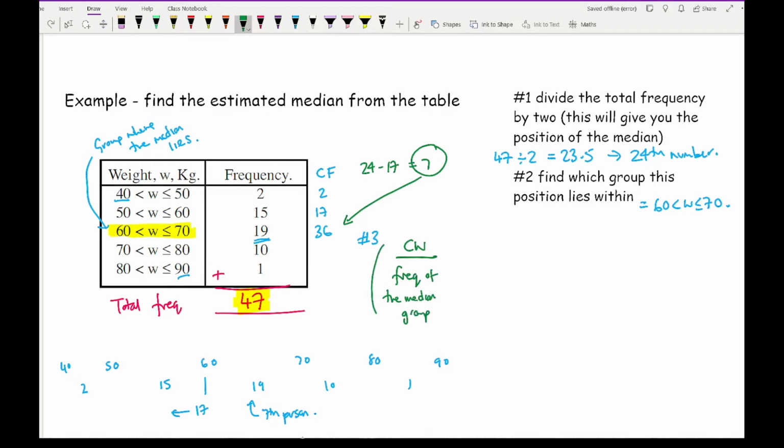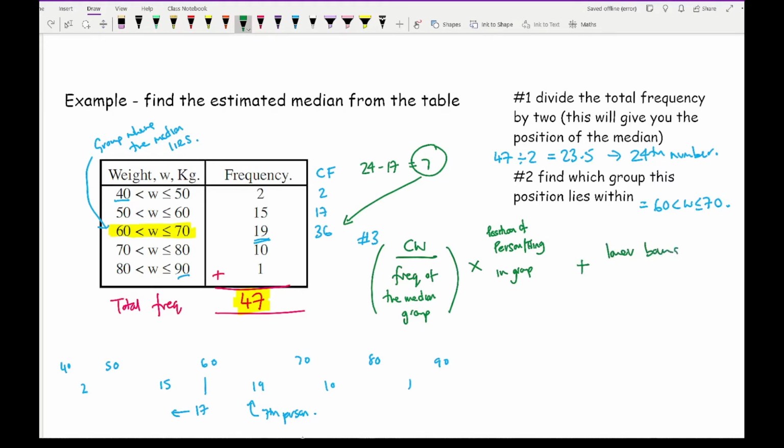I'm just going to put that in brackets. I multiply that by the person I need within the group, or the position of person or thing in group. And then add that to the lower bound of the group.